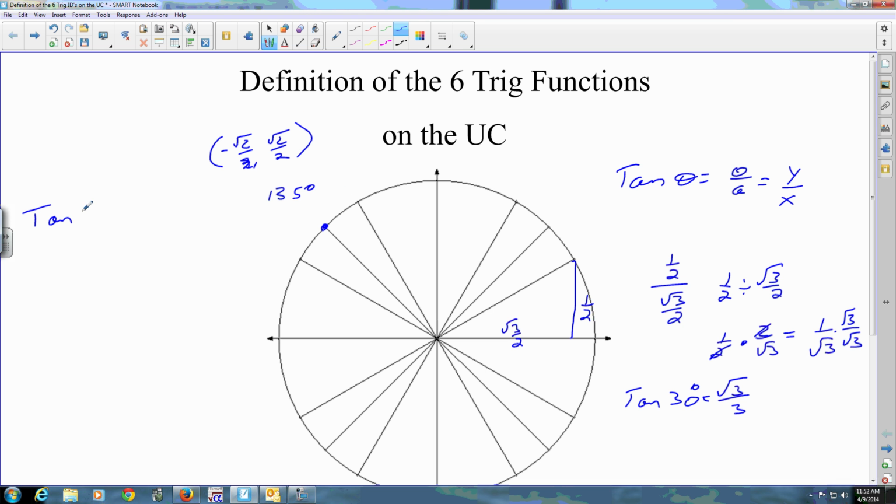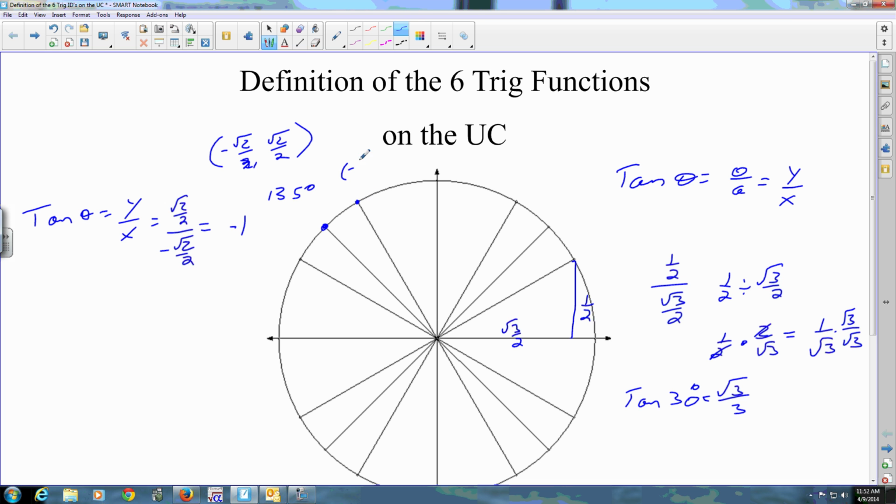Tangent on the unit circle is your y over your x. So your y value, square root of 2 over 2, negative square root of 2 over 2. Okay, ignore the negative for a second. Isn't the top the same as the bottom? So it's worth 1, but you had a negative involved, so it's negative 1. It's that easy.